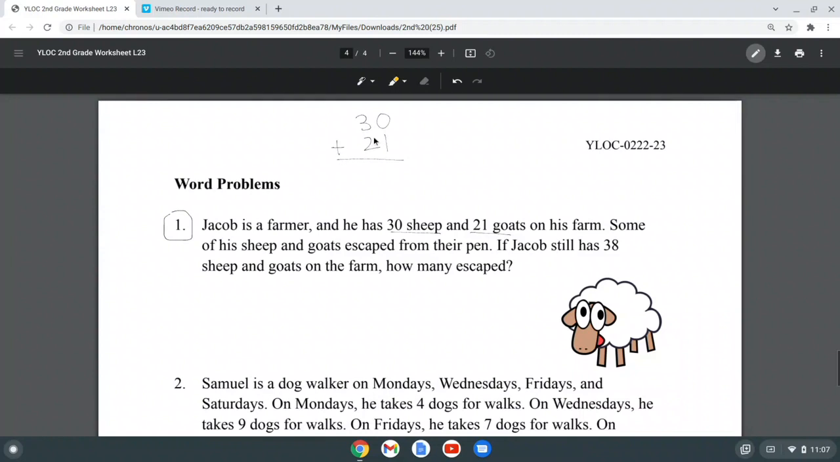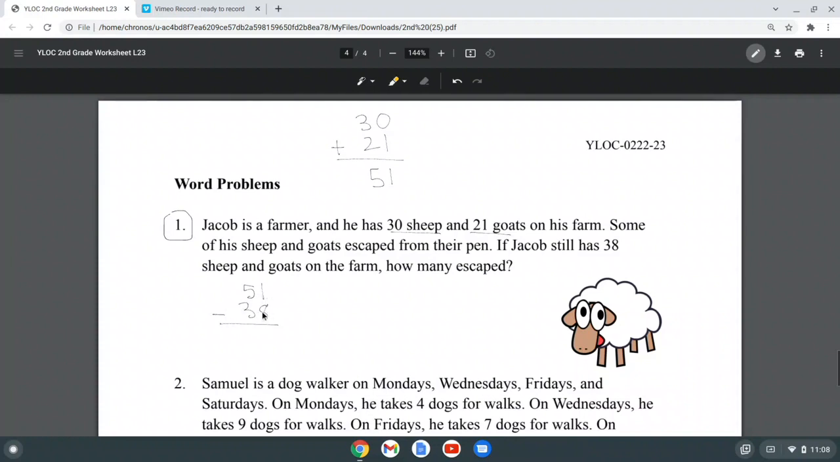30 plus 21. 0 plus 1 is 1. 3 plus 2 is 5. So he has 51 in total. But if Jacob still has 38 sheep and goats on the farm, how many escaped? So we'll subtract 38 from 51 to find out how many sheep and goats escaped. So 51 minus 38.